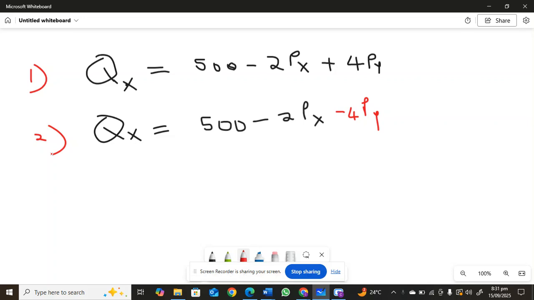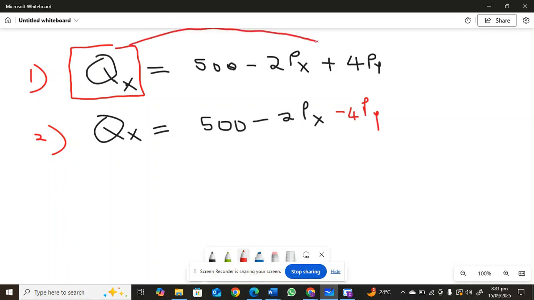All right. So if we look at the first demand function, quantity demanded for good X, 500 minus 2PX plus 4PY. We want to find out if good X and good Y are complements or substitute goods. So what you must do is focus on the relationship between the quantity demanded of good X and the price of good Y.